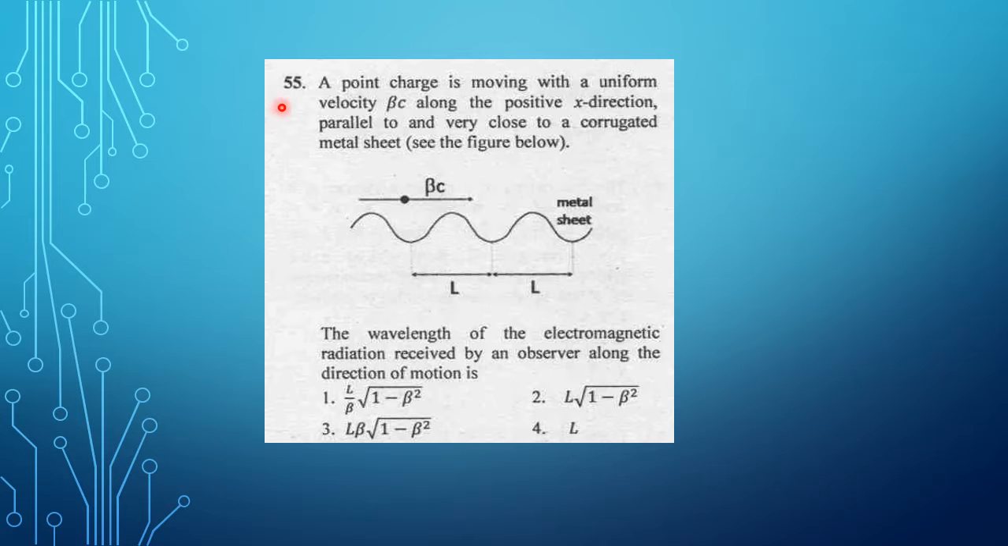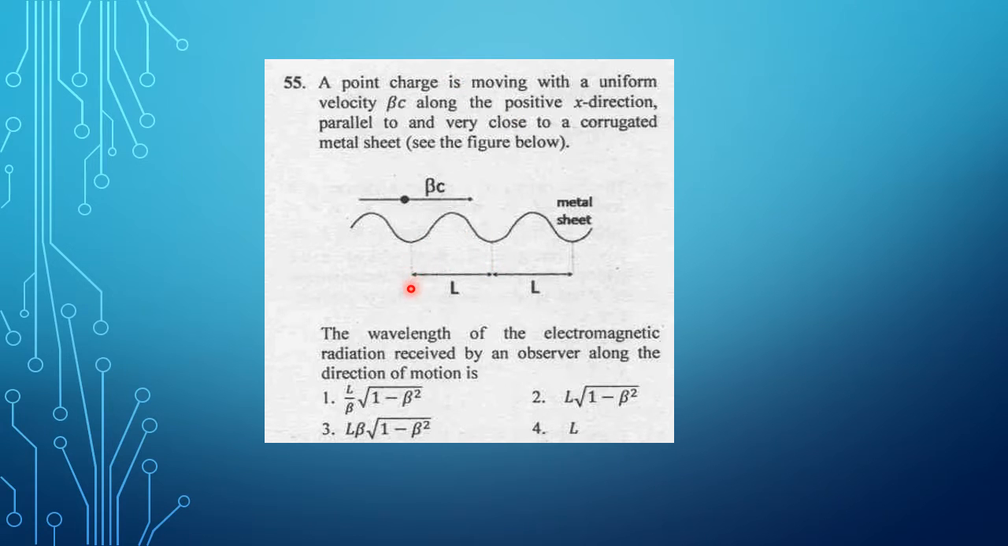Here, question number 55, we are going to solve it now. The question is, a point charge is moving with a uniform velocity beta c along the positive x direction, parallel to and very close to the corrugated metal sheet. That means near the metal sheet, it will follow the wavelength of the point charge. It will be equal to the distance between the two atomic distance. That is the wavelength of the point charge.